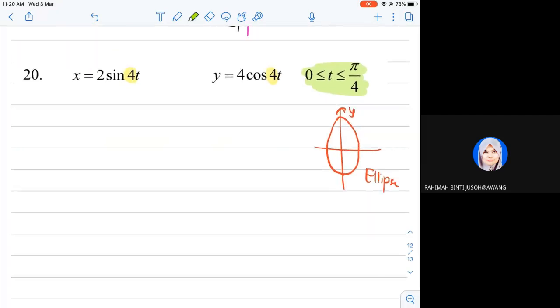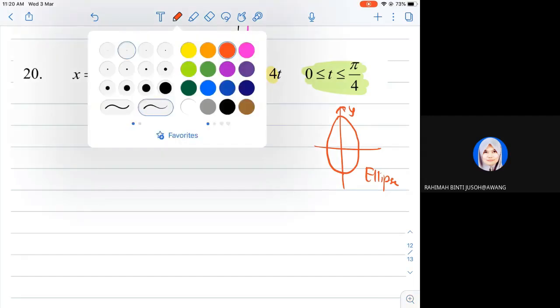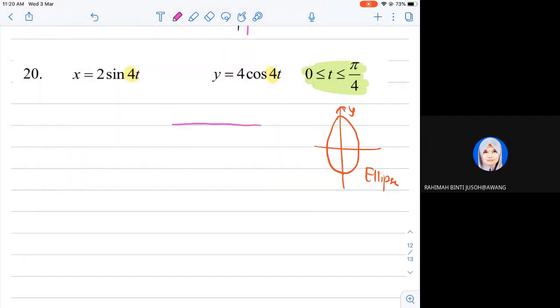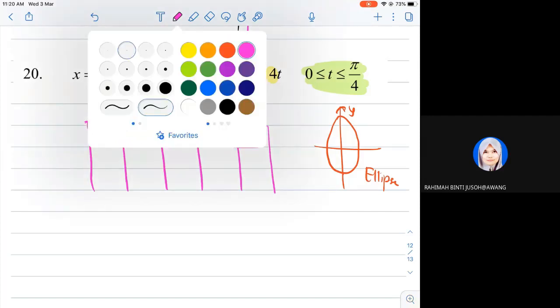Okay, for this type of question, I would like to suggest you to use plotting. Untuk soalan macam ni, dalam test nanti, I don't know what type of question will come up. If it's like this, then I would suggest you to use a table. Okay, by plotting. Berapa kita boleh buat nilai ni.